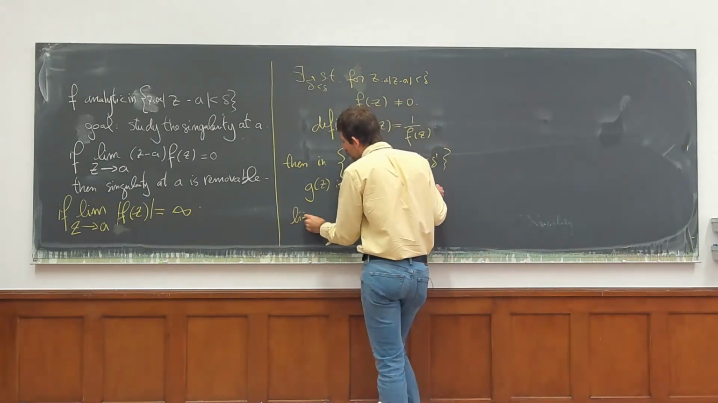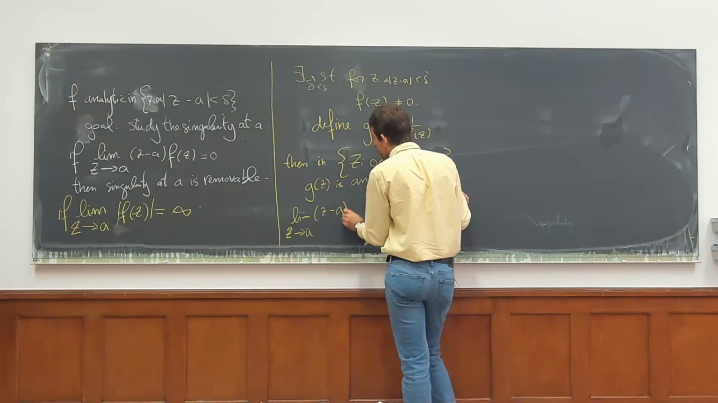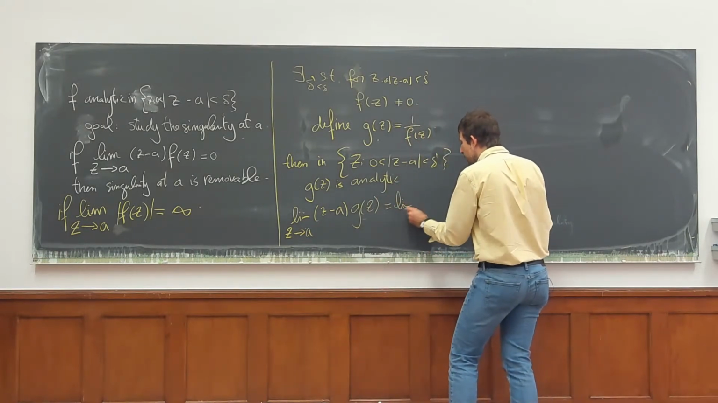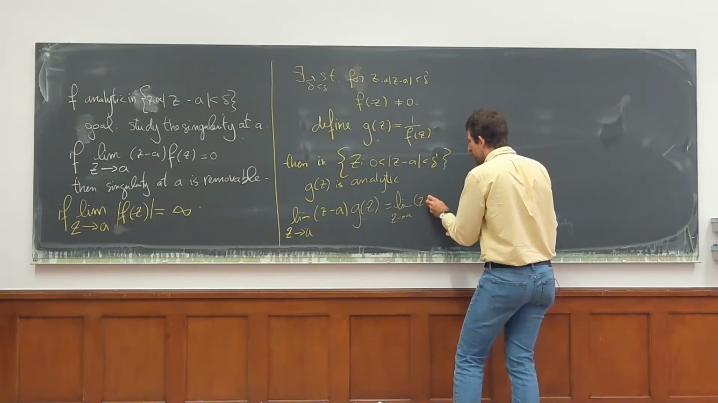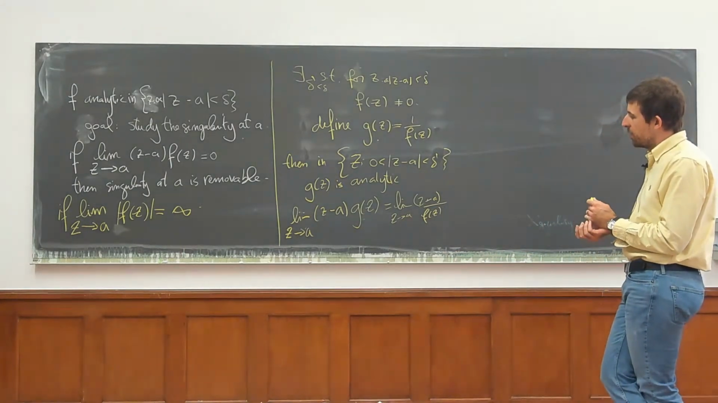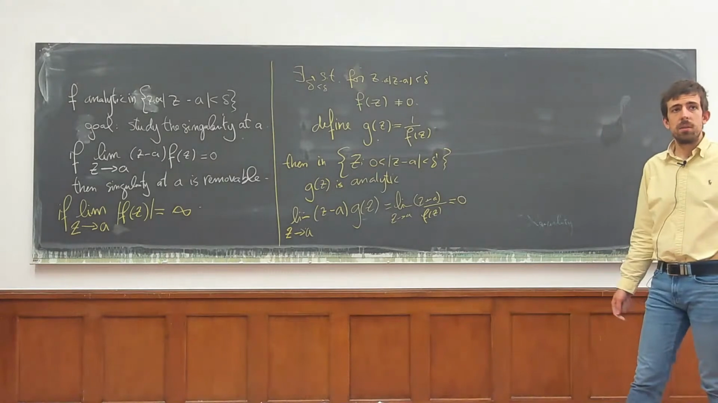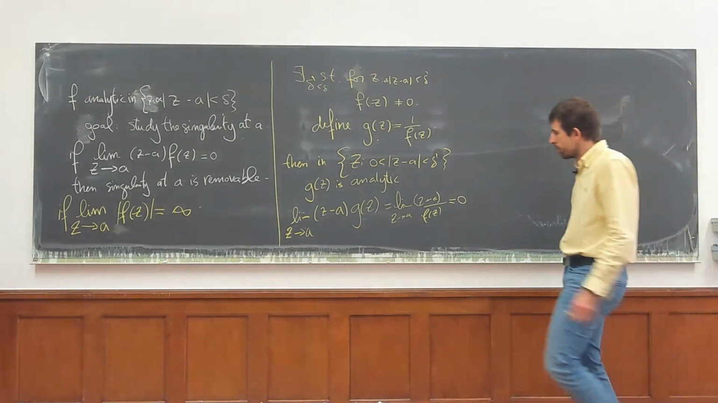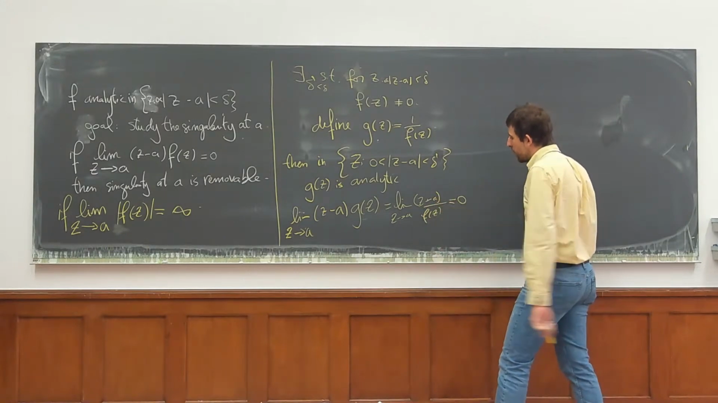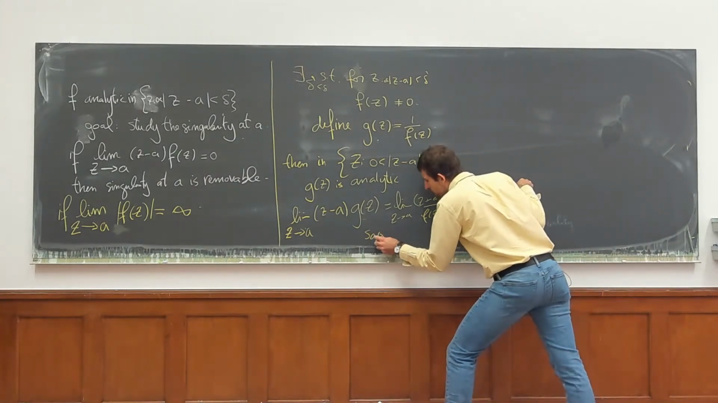And of course, the limit as z goes to a of z minus a times g of z, what is this equal to? This is equal to the limit as z goes to a of z minus a over f of z. But the norm of f of z is going to infinity, and this is going to 0, so the limit of this must be 0. Just take absolute values. This is going to 0, this is going to infinity; it doesn't matter which direction, we can take absolute values. The absolute value of this would be 0. So g has a removable singularity at a.